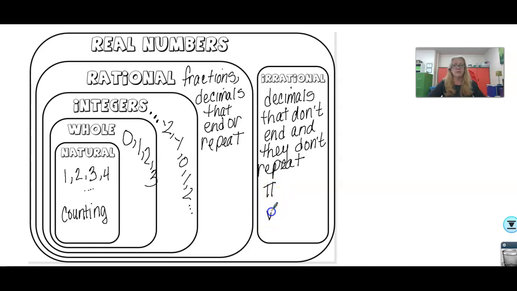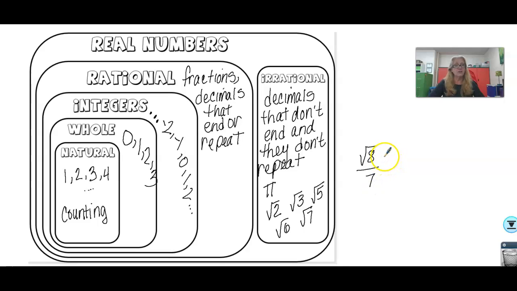Anytime you take the square root of a number that is not a perfect square, that is irrational. Now, I'm not going to put the square root of 4 here because the square root of 4 is 2, so that is rational. But the square root of 5 is not rational. The square root of 6 is not rational. The square root of 7 is not rational. If I were to put the square root of, say, 8 in a fraction, that's not rational, okay?